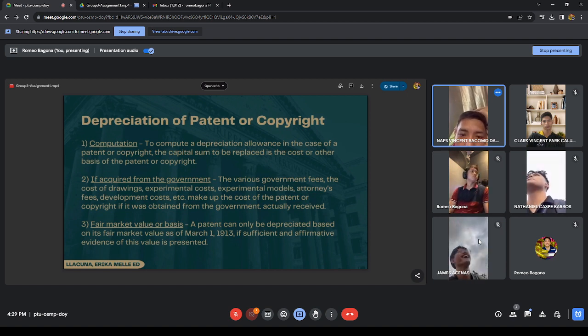make up the cost of the patent or copyright if it was obtained from the government. Third, fair market value or basis. A patent can only be depreciated based on its fair market value as of March 1, 1913, if sufficient and affirmative evidence of this value is presented.